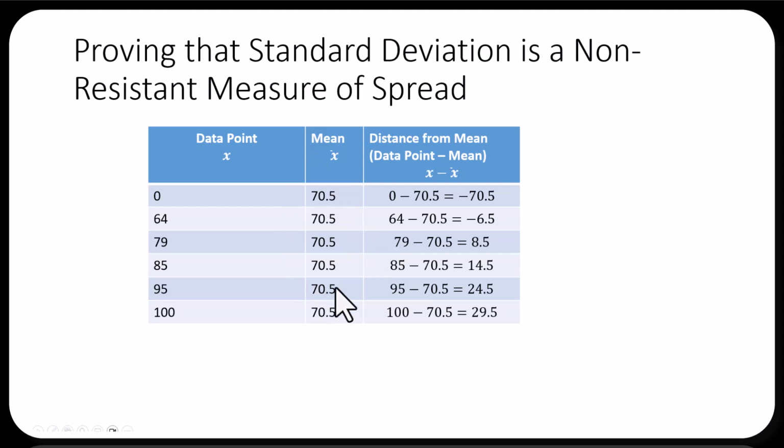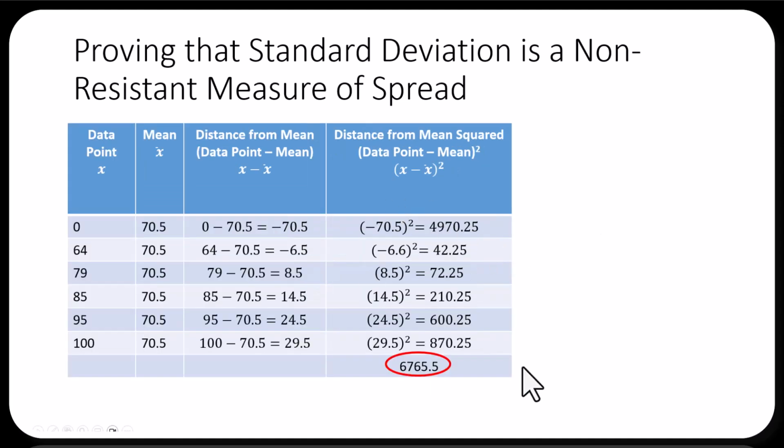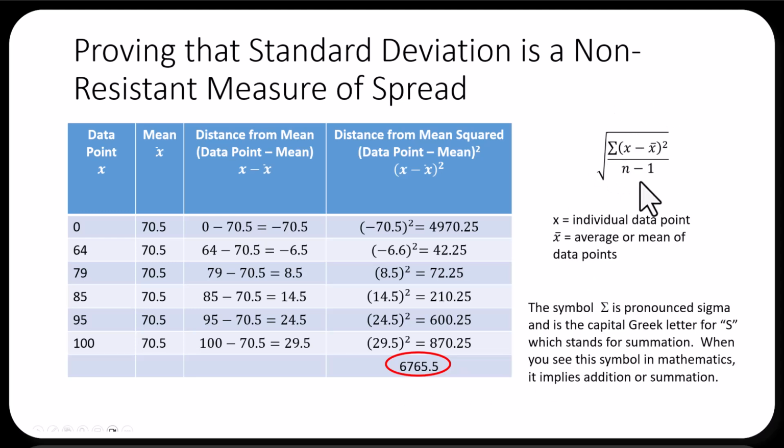Now that we found our mean, we can find the average distance from the mean, by first subtracting the mean from each data point, as you can see in this table. Then we need to square all of these values, and once we find the squares of those distances, we add them all together to get 6,765.5. So how does this number relate to the equation for standard deviation?